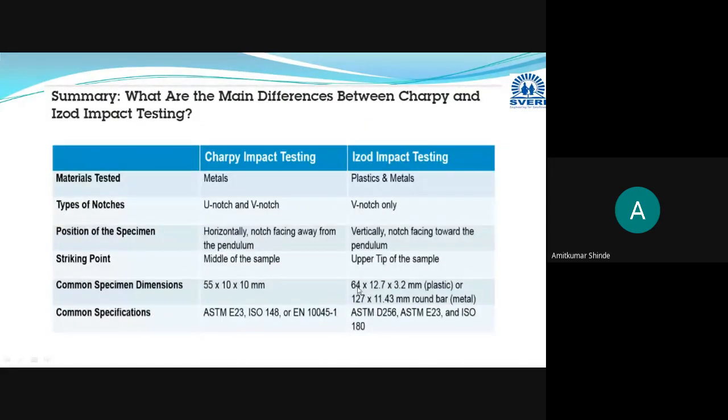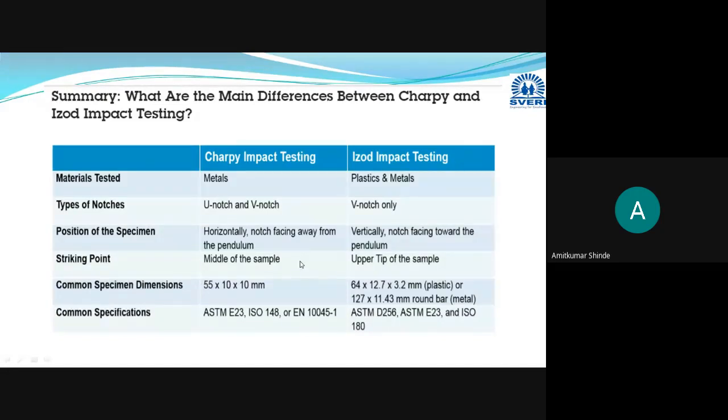And these are the specimen dimensions here. You have to refer to it for this plastic material only. 64 is the length, then the width, and this is the thickness. 3.2 will be the thickness, 12.7 will be the width, and 64 will be the length. And the standard used is ASTM D256.